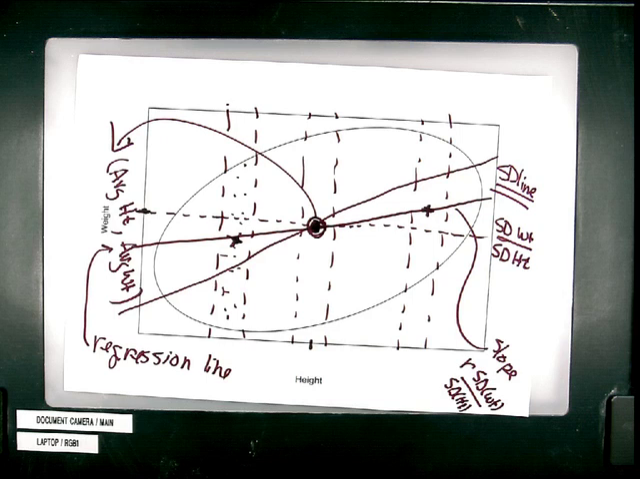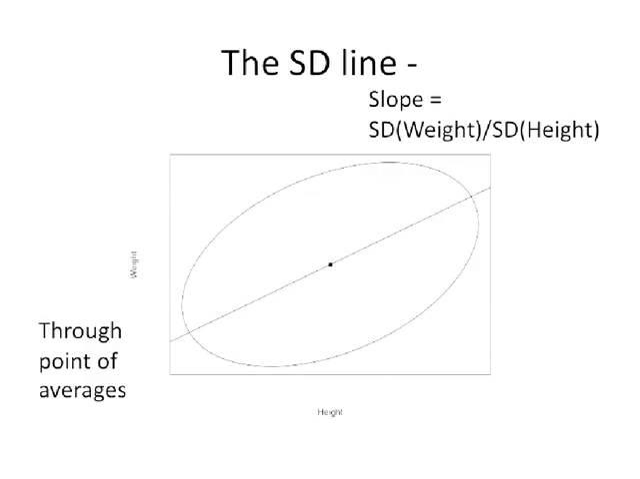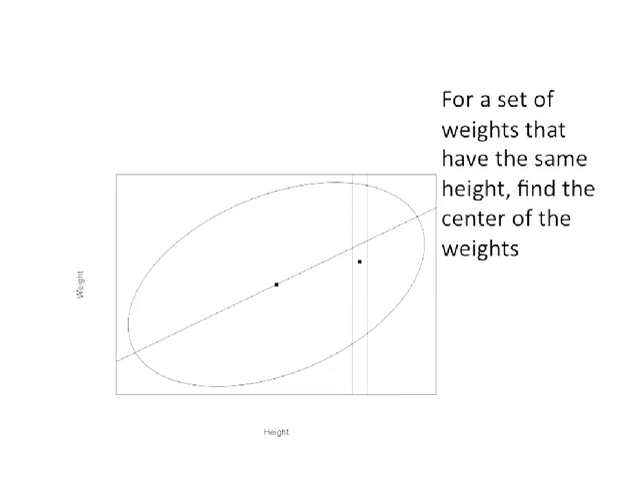All right, I want to flip back to my picture, where I actually went through the same process. I drew the SD line, which has a slope of the SD of weight over the SD of height, and it passes through the point of averages, the average height and the average weight. Then I took a strip of mothers that all have the same height to the nearest inch, looked through that strip, and located what looks to be the average weight for those mothers, and see that it falls below that SD line.